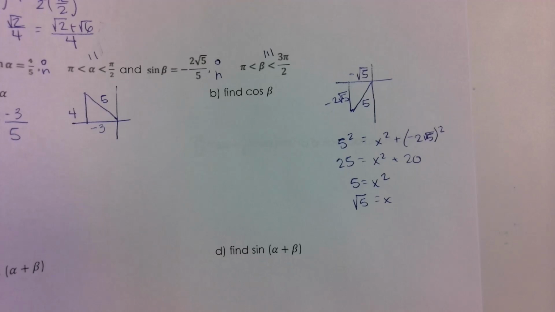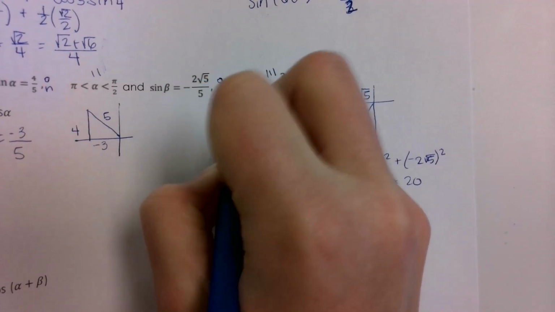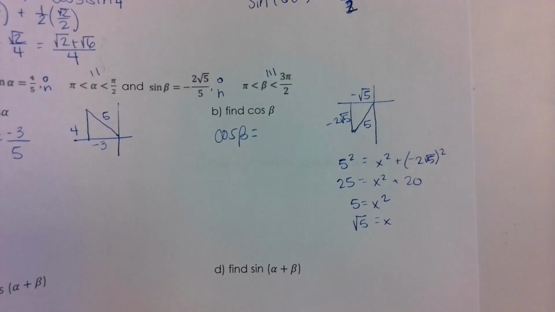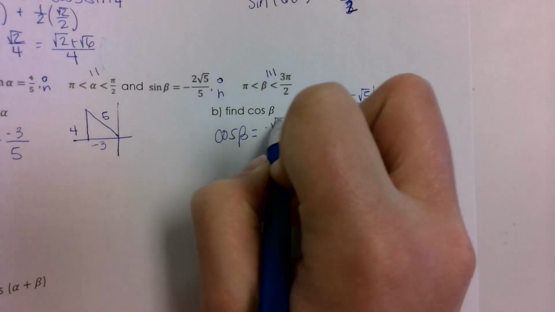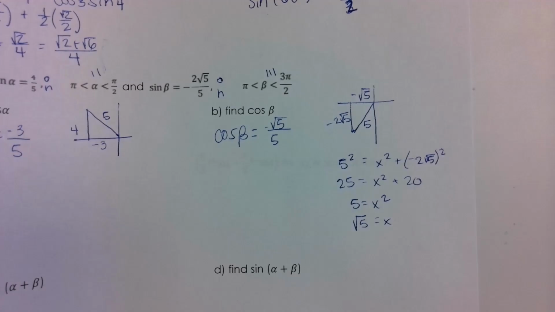So now we just got to find your cosine. So cosine of beta is, adjacent was negative root 5, and your hypotenuse was 5. So that's it. Is that okay? Questions?